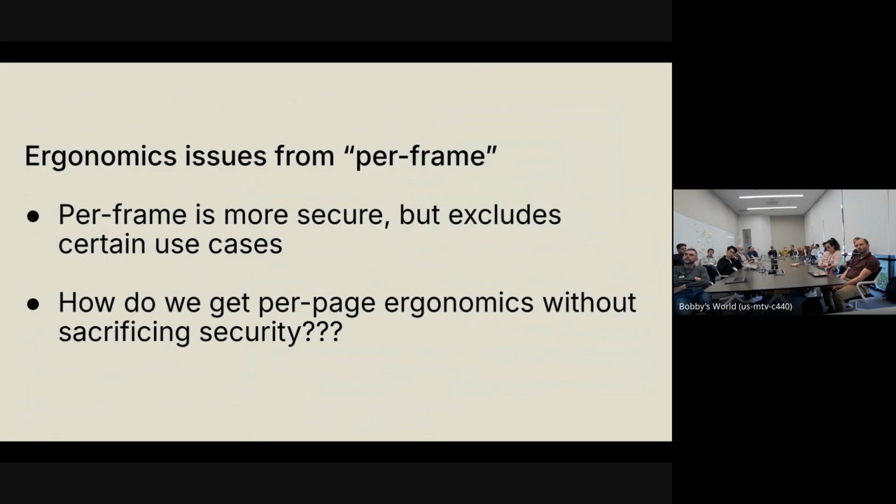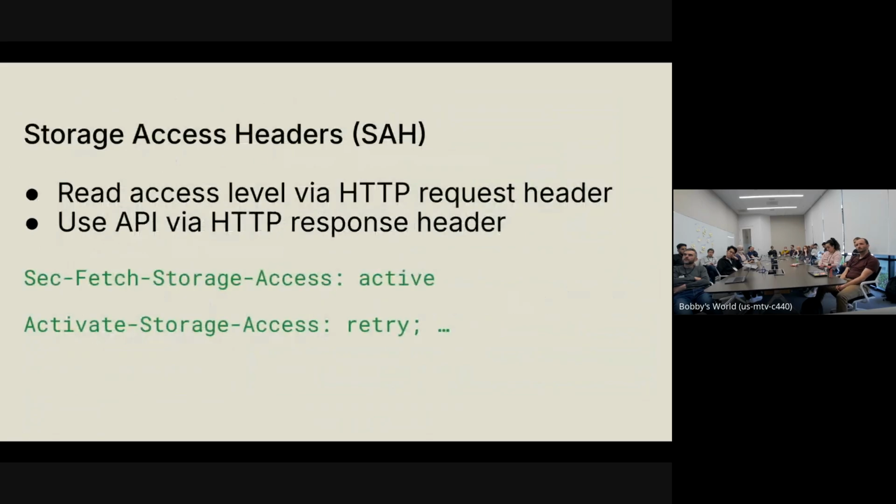So our question was, well, how do we fix that without sacrificing security? This is where storage access headers comes in. The high-level idea is just that we can give a request header and a response header. The request header will convey some metadata about the storage access level of the context that's issuing the fetch. It'll either be like, this doesn't have access, or it does have access, or something in between, like it has the permission granted, but it hasn't invoked the API to actually activate that access yet.